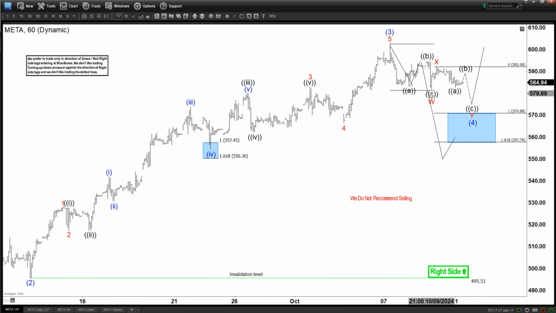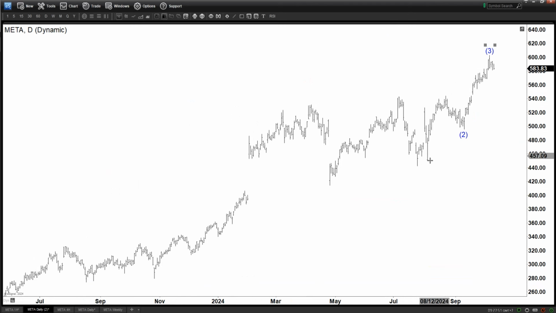It's clearly corrective. It's only 3 swings, only 100%, no extension. So by itself, the short-term structure is already screaming a bullish market. But on top of that, if you zoom out and look at the daily time frame, focusing on the intermediate wave 2, wave 3 here.